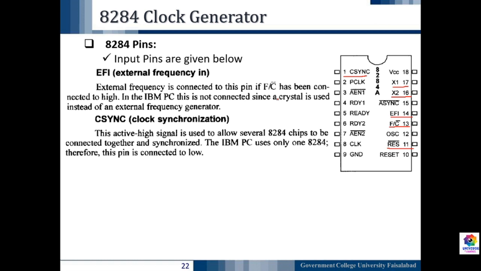In the case of multiprocessing projects, we will use this pin to synchronize other 8284 chips, and in the case of the IBM PC, we only use the minimum mode, or single processing. So this pin will be connected to a low signal and will be disabled.